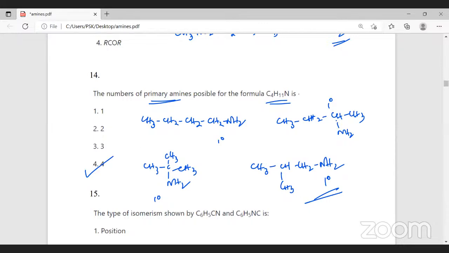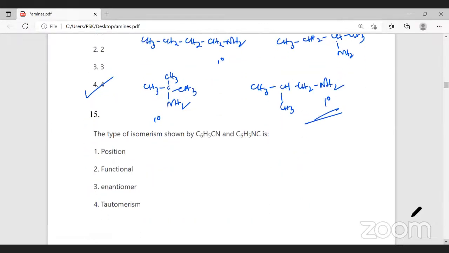The next question. The type of isomerism shown by C6H5CN and C6H5NC. Here the functional group is cyanide and here it is isocyanide. Therefore, the functional groups are different. Hence, the answer for this question is functional isomer. It is option 2.